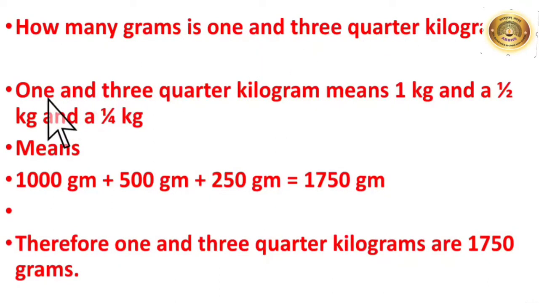So 1 and 3/4 kilogram means 1 kg plus half kg plus quarter kg. 1000 grams plus 500 grams plus 250 grams. Now this is 1 kg, this is half kg and this is quarter kg, which makes it 1750 grams. Therefore 1 and a 3/4 kilograms are 1750 grams.